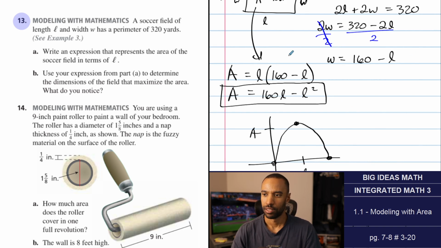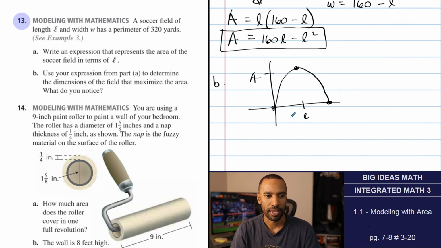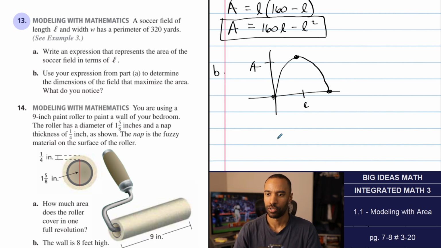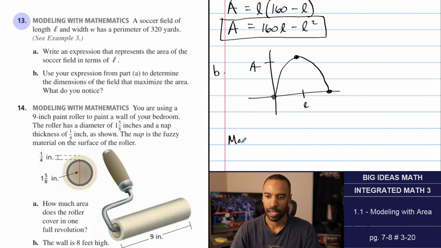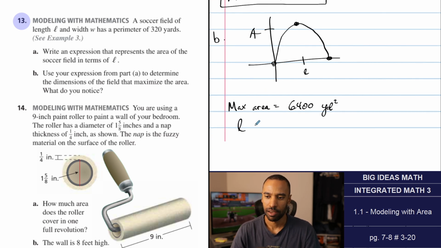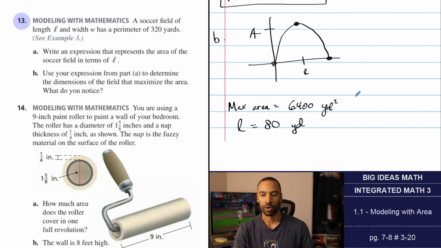But maximum, this was part A. And part B: use your expression to determine the dimensions of the field that maximize the area. What do you notice? So max area is 6,400 square yards. The length of this thing would have to be 80 yards. That's just the nature of what it was.